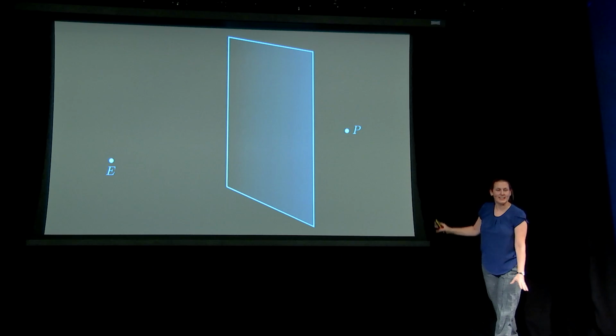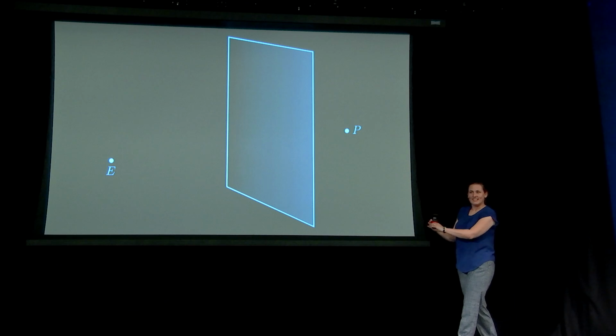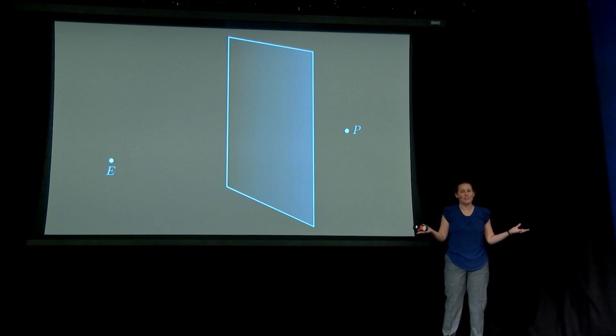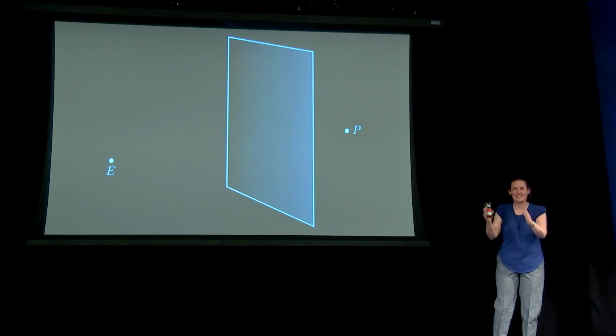So I want to talk you through this vanishing point idea. Why do parallel lines, which clearly don't meet in real life, I mean, that's almost the definition of parallel, right? Parallel lines don't meet.